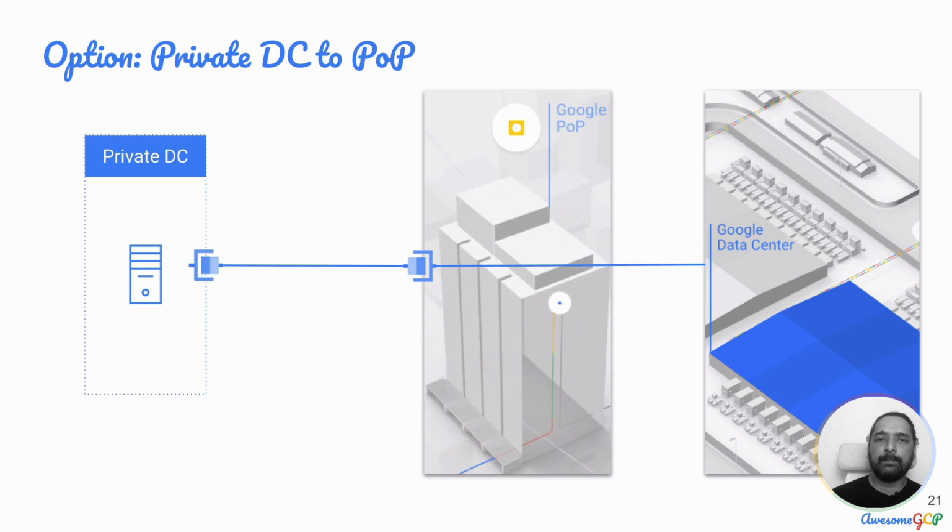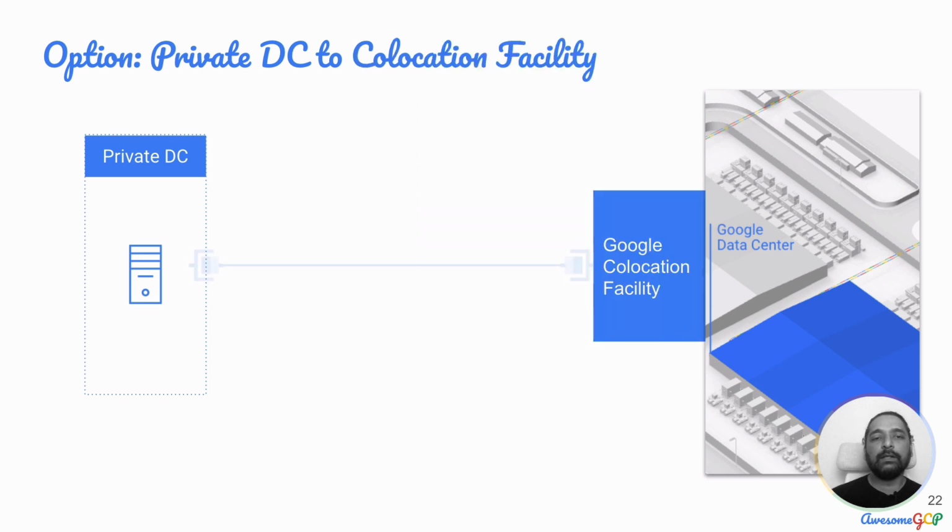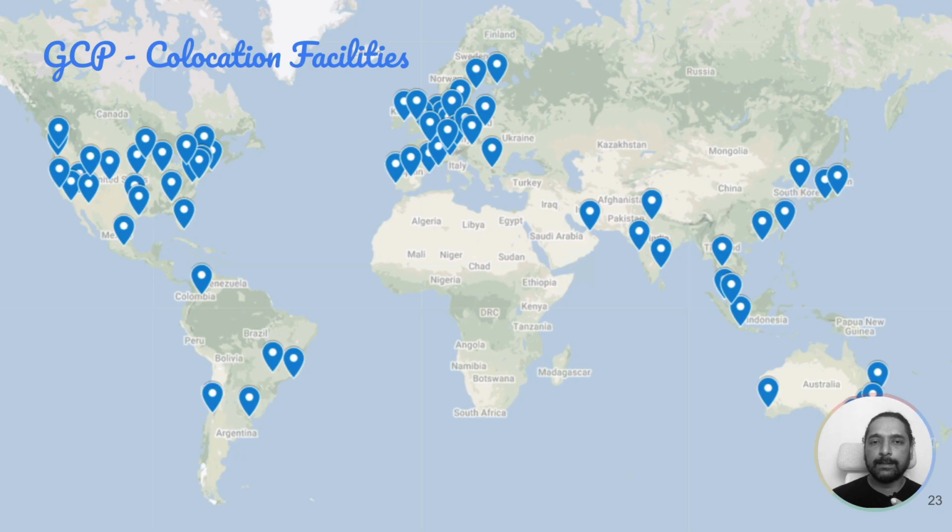So just to step back a bit: private DC to POP, and the POP takes it to the Google data center, or the other option, go directly from private DC to the Google colocation facility, which is attached to the Google data center.